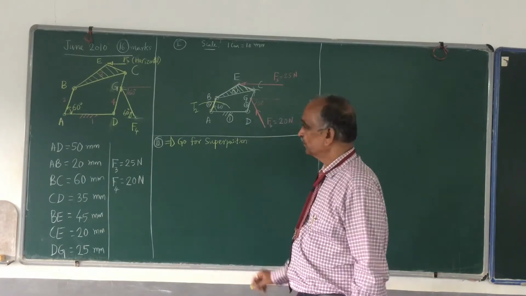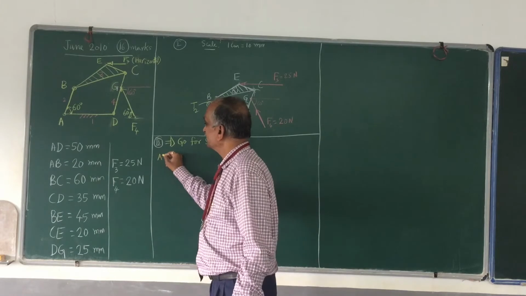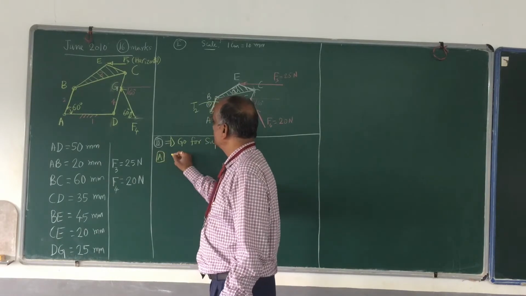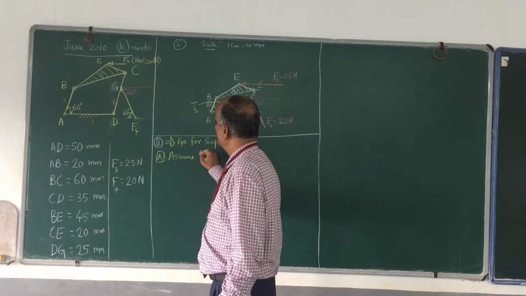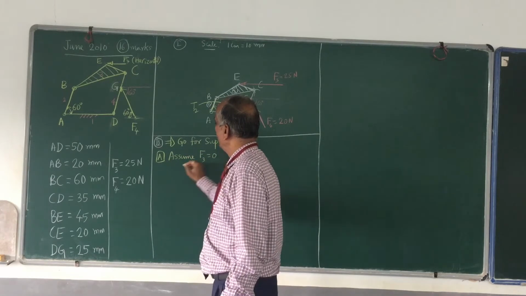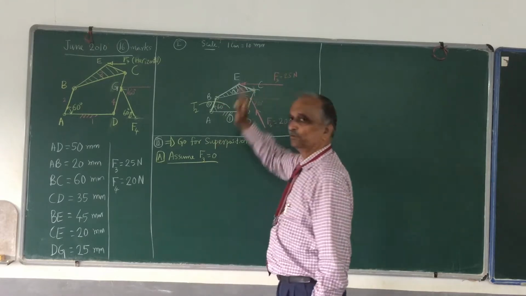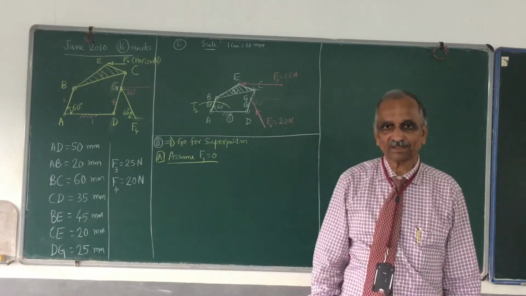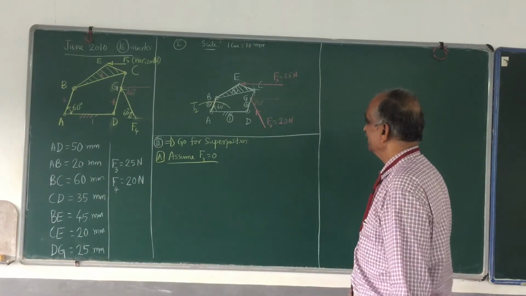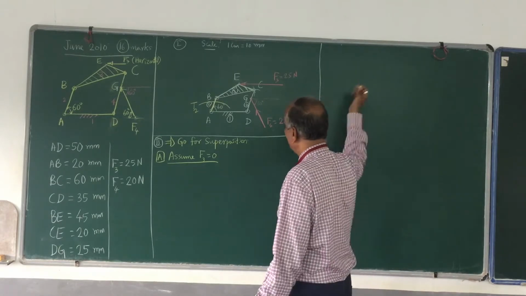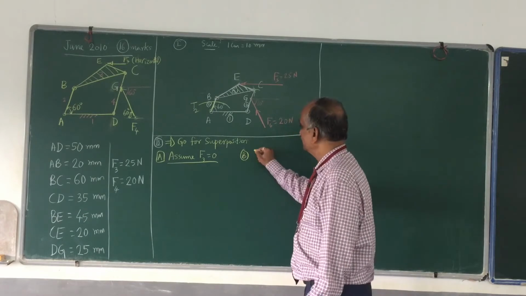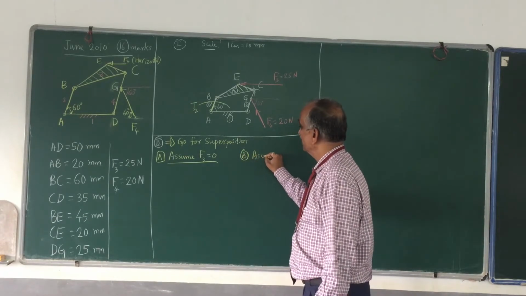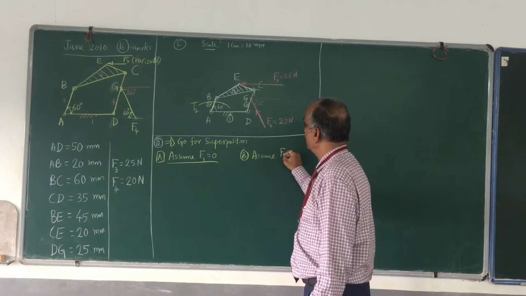What is the first part? Assume F3 equal to 0, so assume that you don't have F3. This is the first part. And then the next one, the second part: assume F4 equal to 0.